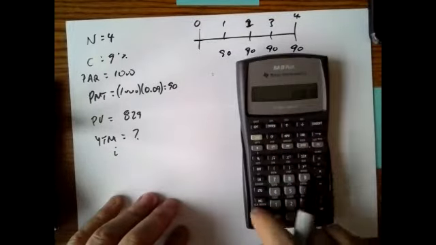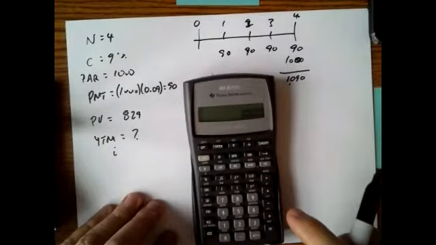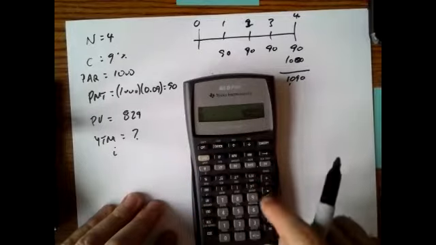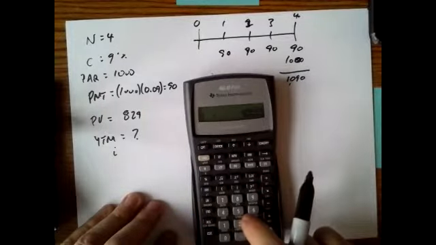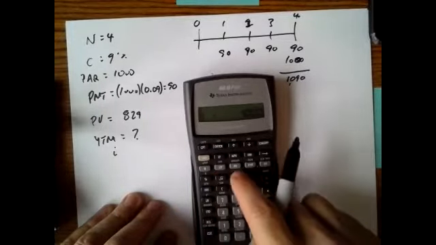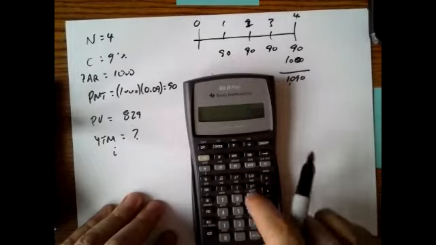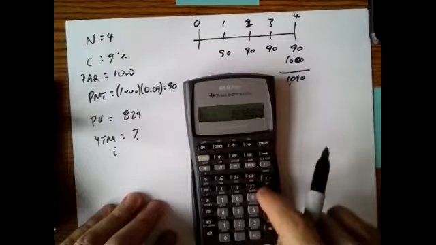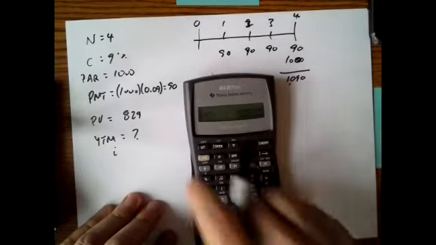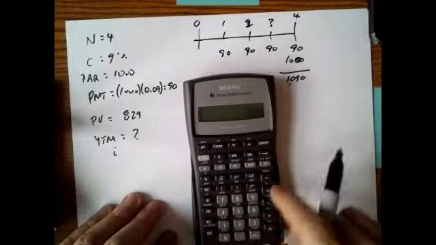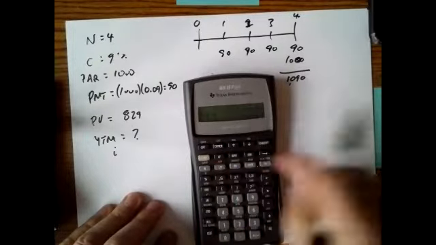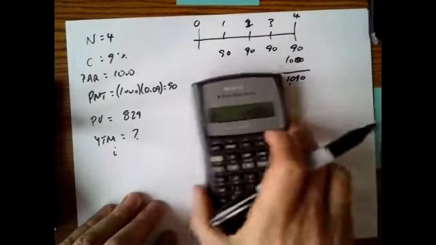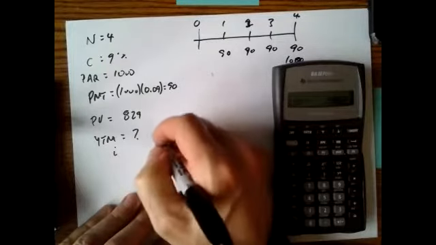Well, easy enough to do. Clear our TVM from our last example. Okay, so we know N is 4. We don't know the interest rate. That's what we're trying to figure out. Our PV is 829, and I'm going to make that negative. Our payment is 90, and our par is 1,000, so our future value is 1,000. So compute interest rate per year, and we get 14.98, or 14.99%.